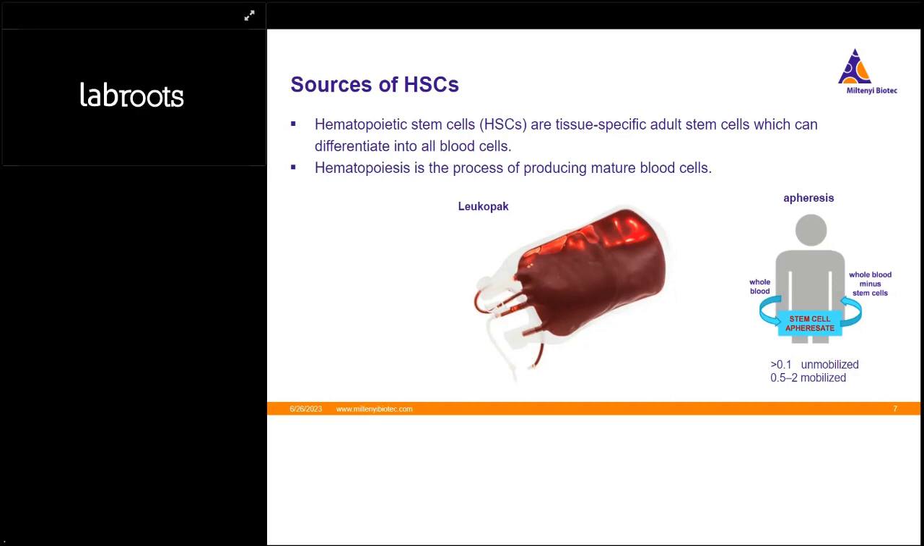So no matter what blood sample you are talking about, unless you are working in a clinical setting, there might be certain difficulty getting this kind of blood sample and resource to get enough cells for you to do hematopoietic stem cell research.